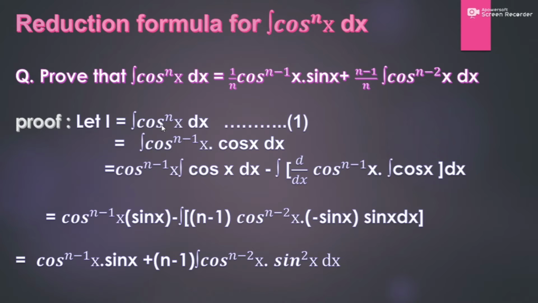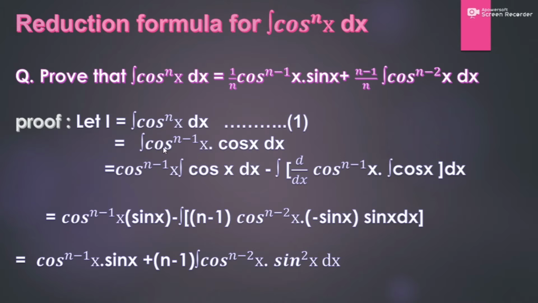Then we split this cos^n x dx into cos^(n-1) x into cos x. For the reduction formula we split cos^n into cos^(n-1) x into cos^1 x dx. Here the power of cos is 1, so n minus 1 plus 1 becomes only cos^n x dx. To obtain the reduction formula we split this n into n minus 1 and 1.